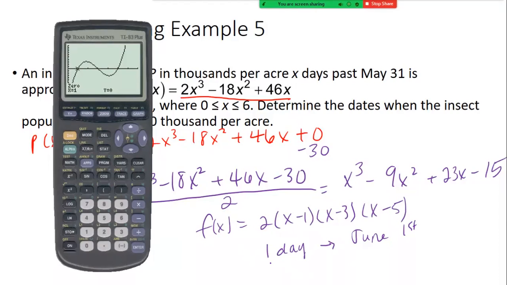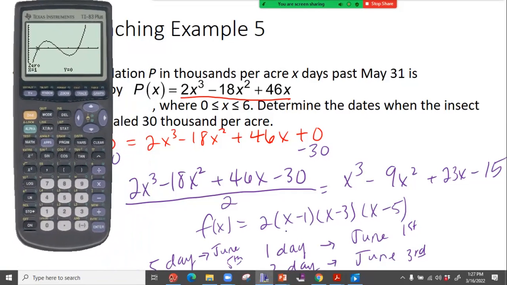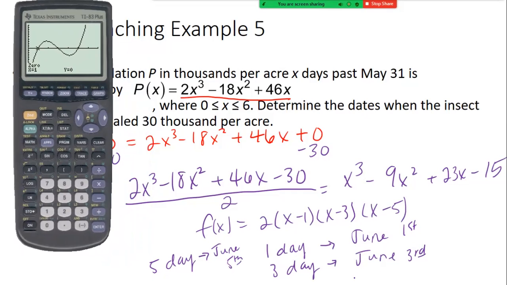Okay, then it occurred 3 days past. What is 3 days past May 31st? And then we got 5, right? And then what's 5 days past? June 5th. So it said determine the dates when they would equal 30,000 per acre. These are the dates where there'll be a whole lot of bugs.